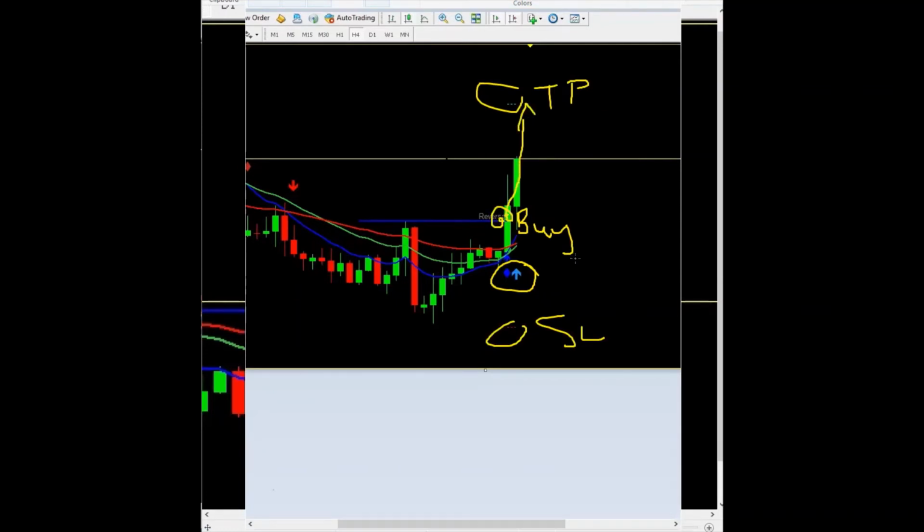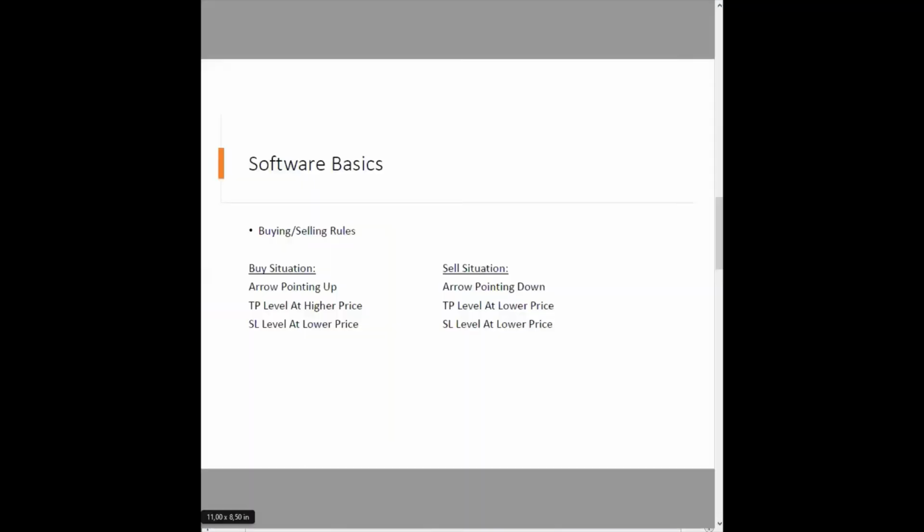It's probably going to reach the take profit level. That's how you find buy opportunities, and that's how I've been able to find all these great opportunities. Then just let it run, and you manage the trades and things like that, but we'll get into that. So now let's talk about the sell examples, the sell rules.